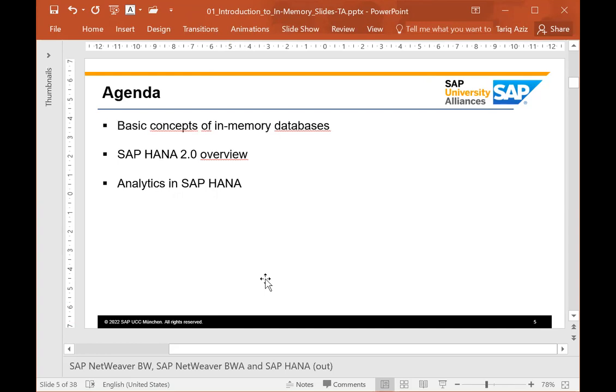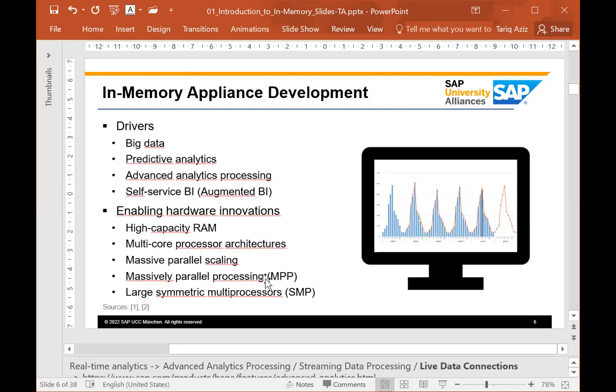So let's talk about the basic concepts of in-memory database. Now, when we talk about in-memory database, that means we are talking of the whole database in the RAM. Now, what was the requirement? What were the forces that drove us to move our database from hard disk to the RAM?